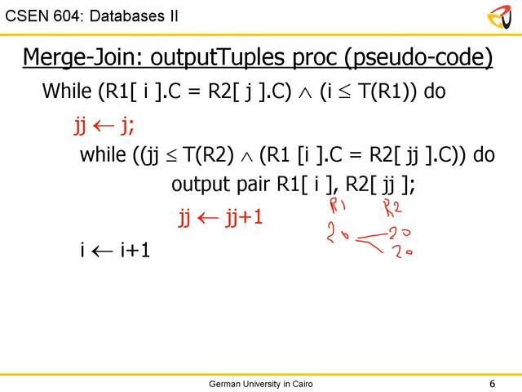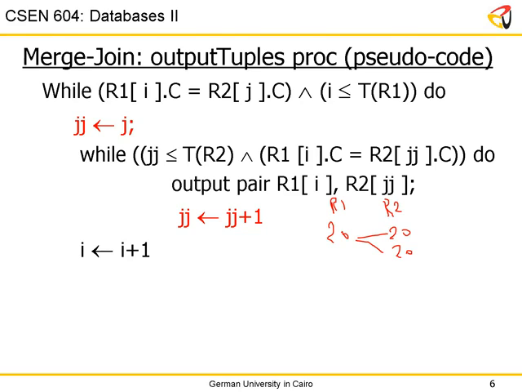So we had the 20 in R1, and we had also 2 20s in R2. So the incrementation will have us match both of these with R1 of I, which is the first 20. And then in the last step, I increment I by 1 to move in the R1.c column downward one row.